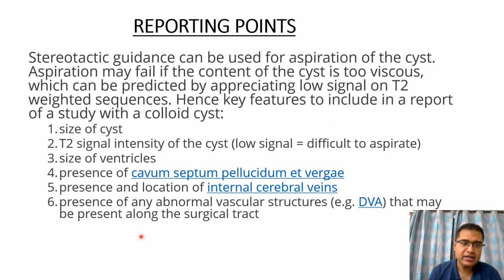So the reporting points are the size of the cyst and the T2 signal intensity of the cyst. If it is too low, it will be difficult to aspirate and it should be conveyed to the surgeon. Also the size of the ventricles, how much hydrocephalus it is causing, any variations in the cavum septum pellucidum et vergae, the presence and location of the internal cerebral veins, and any abnormal vasculature along the path of the surgical tract. So these things are to be conveyed in your report to the surgeon along with the lesion.